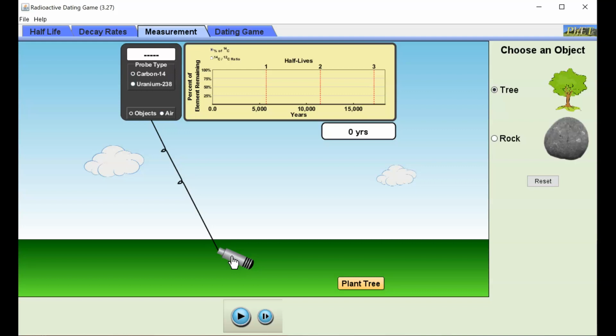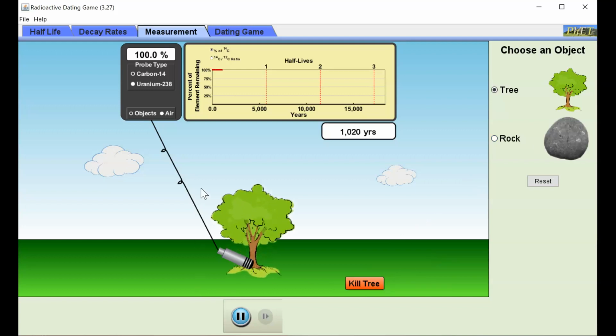So the way this works is there is a probe here, and you can select if you want to measure the amount of carbon-14 in a sample or the amount of uranium-238. You can measure the amount on an object or just in the air if you want. I'm going to leave it set to object and carbon-14, and the object that I have here is trees. So I'm going to plant a tree, and you'll just see what happens.